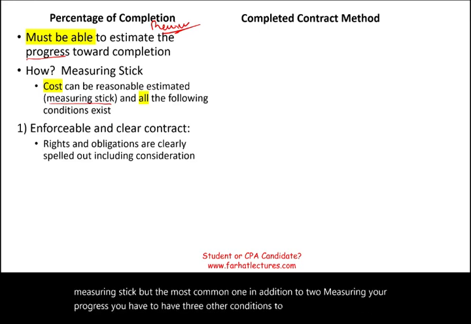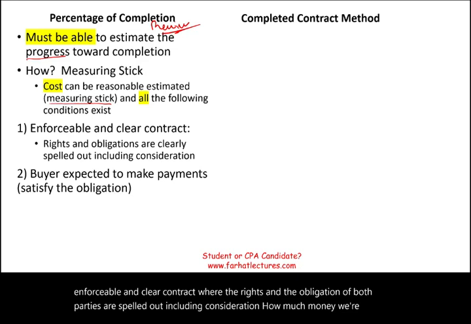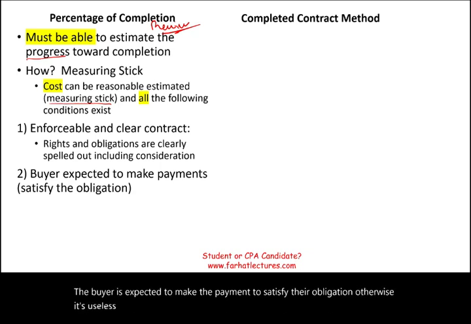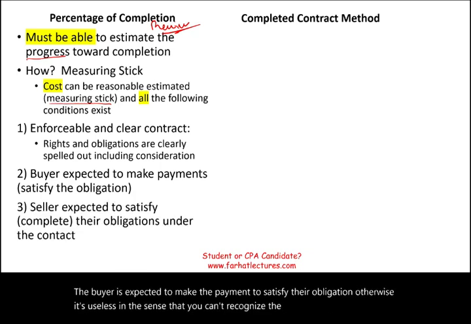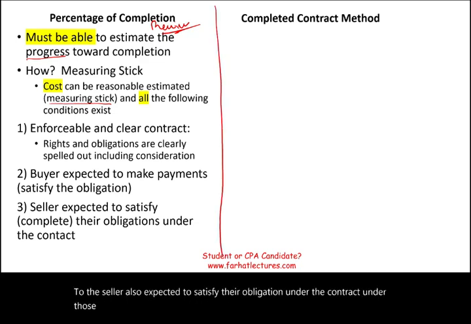You have to have an enforceable and clear contract where the rights and the obligation of both parties are spelled out, including consideration, how much money we're going to be exchanging. The buyer is expected to make the payment to satisfy their obligation. Otherwise, it's useless in a sense that you can't recognize the revenue. Two, the seller is also expected to satisfy their obligation under the contract. Under those conditions, we will be able to use the percentage of completion method.